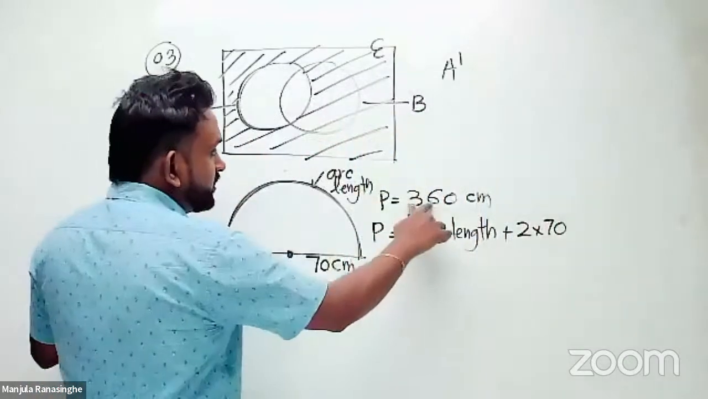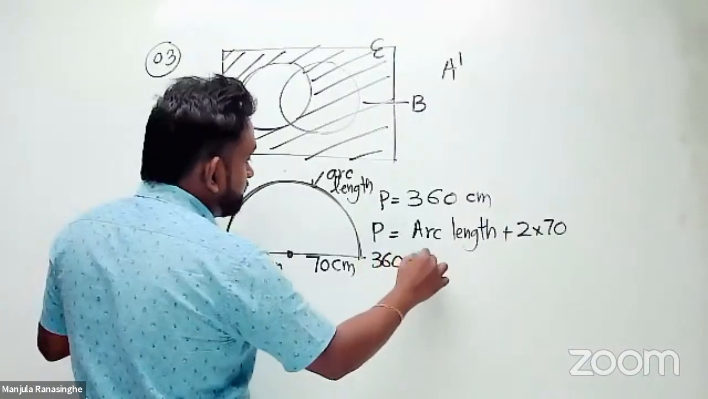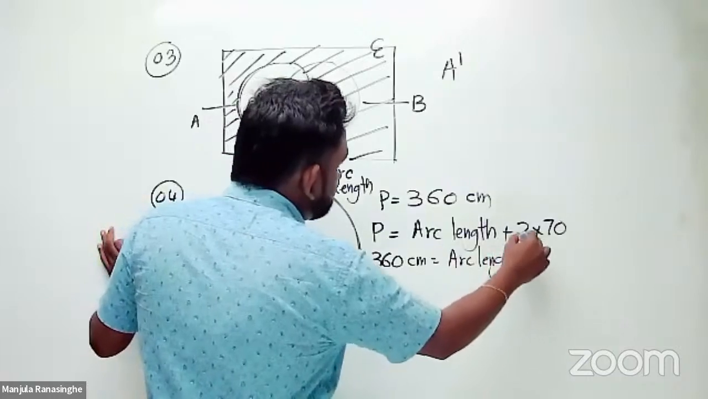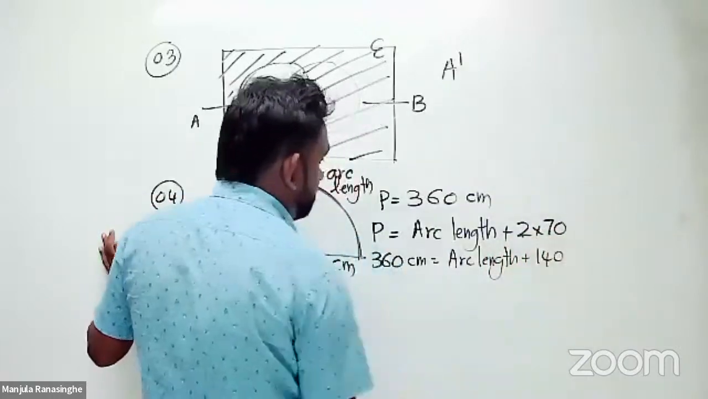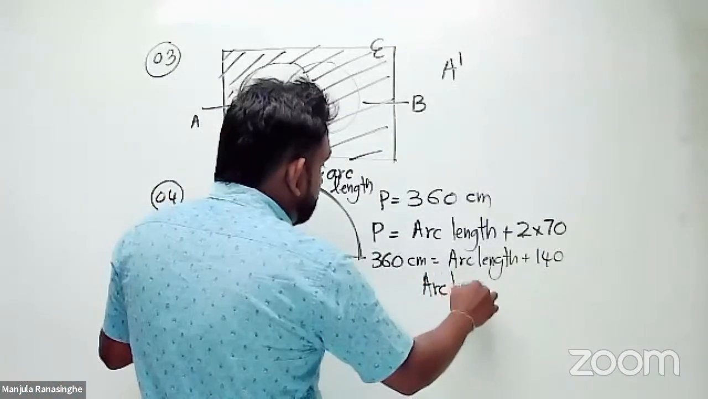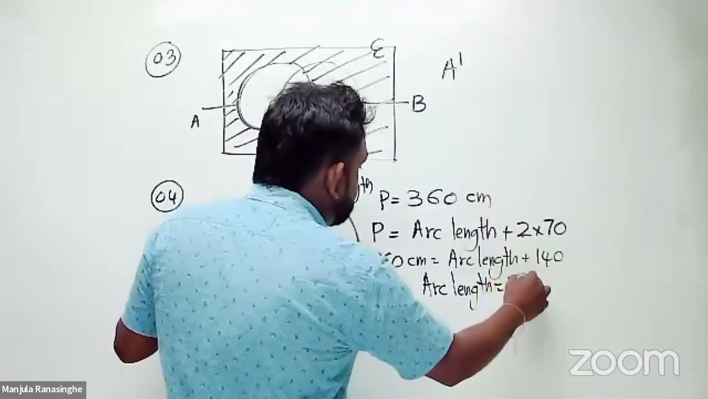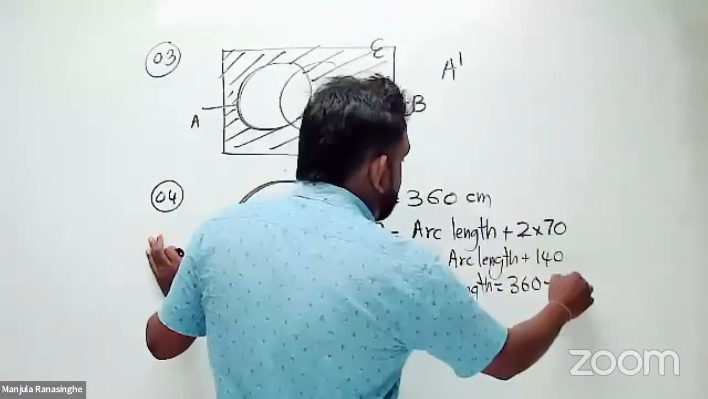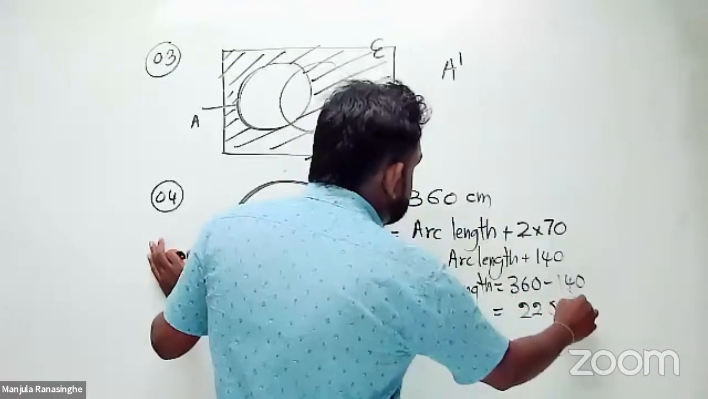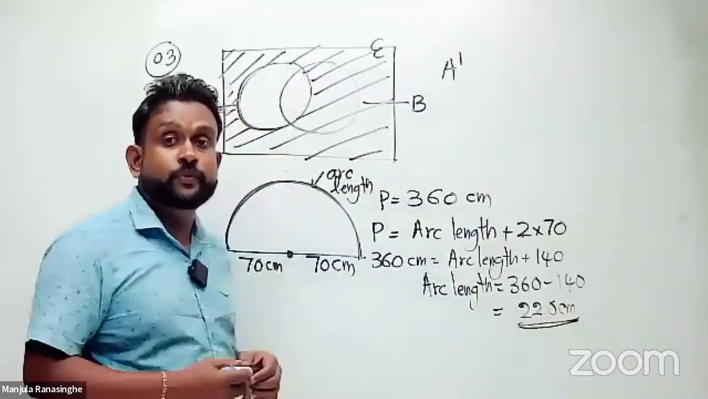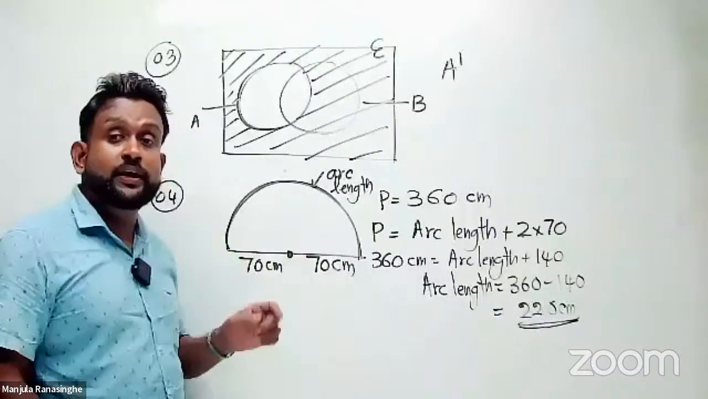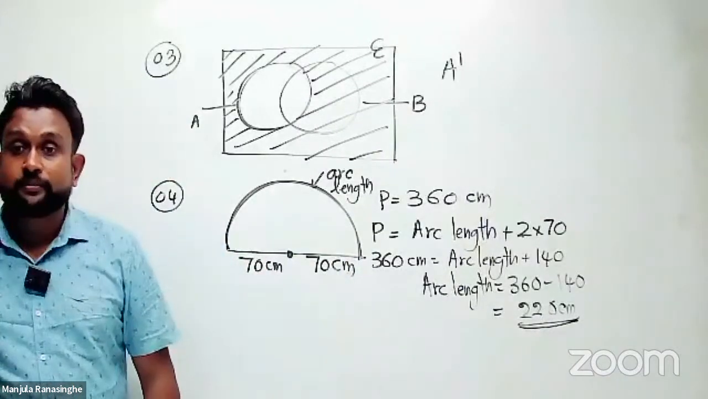Now you have the perimeter given 360 centimeter equal arc length plus 2 radius. That 2 radius is 2 into 70, that is 140 centimeter. Then our subject is arc length. Arc length equal, just subtract the 2 radius from the perimeter. Then arc length is 220 centimeter. The concept of a perimeter is the arc length plus 2 radius. Okay, fine.